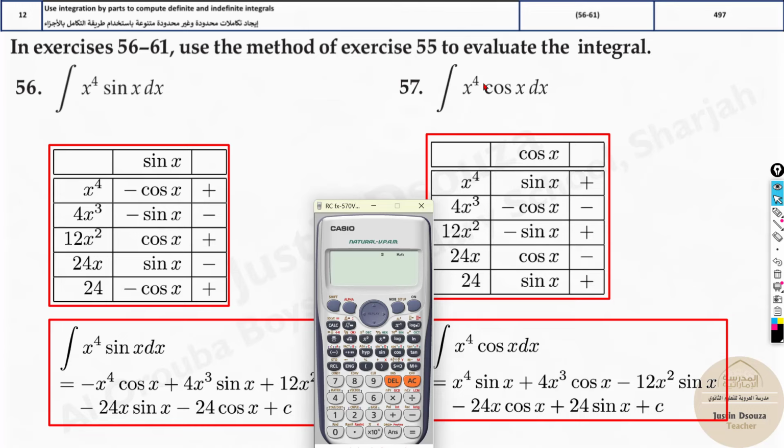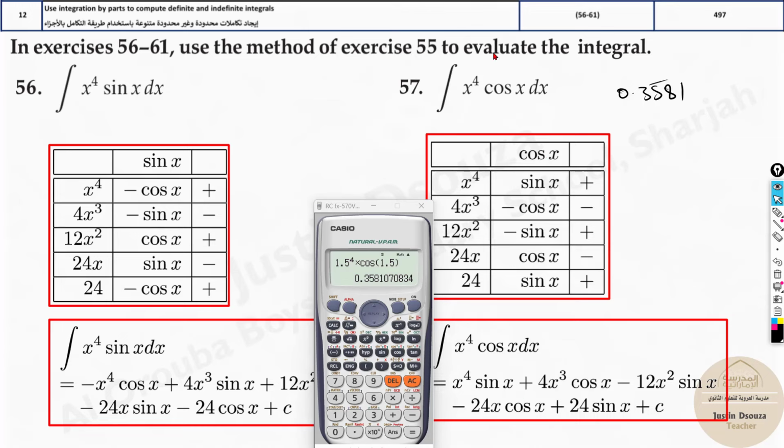Now here, instead of x, assume a value. I'm going to assume 1.5. X as 1.5 to the power 4 for this given question, multiplied with cosine 1.5, close the bracket, and that's the answer. It's 0.3581.